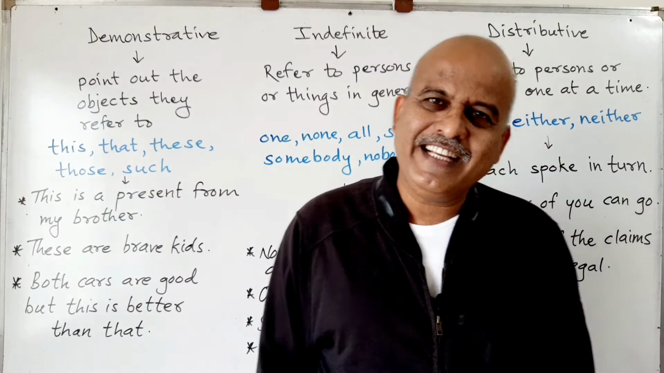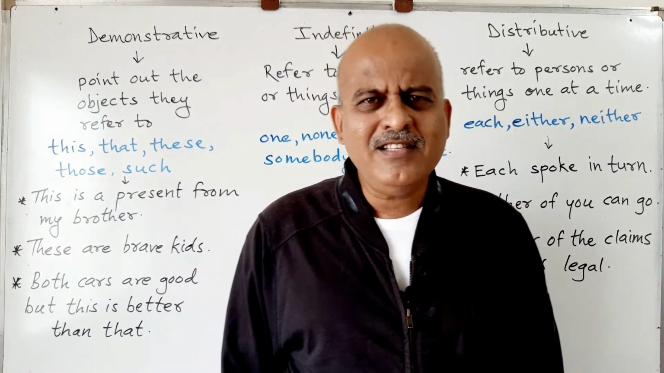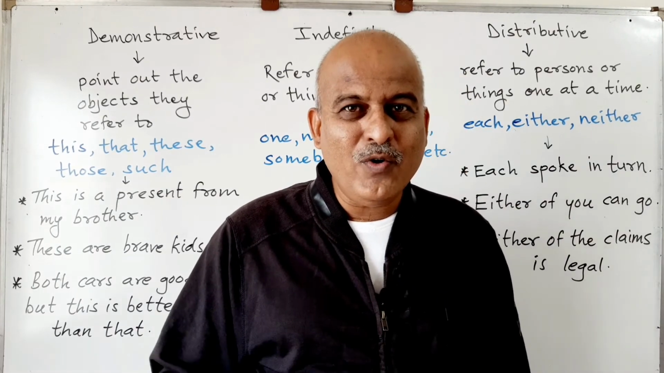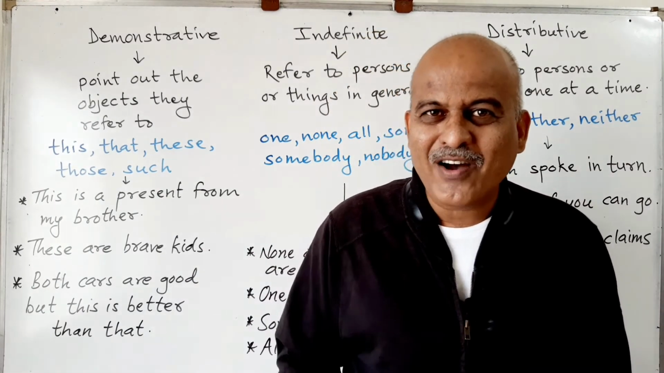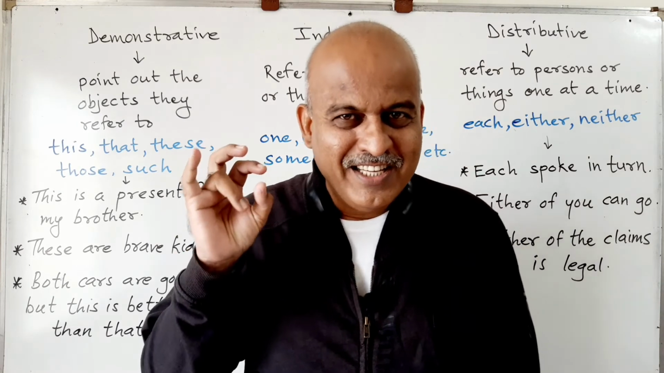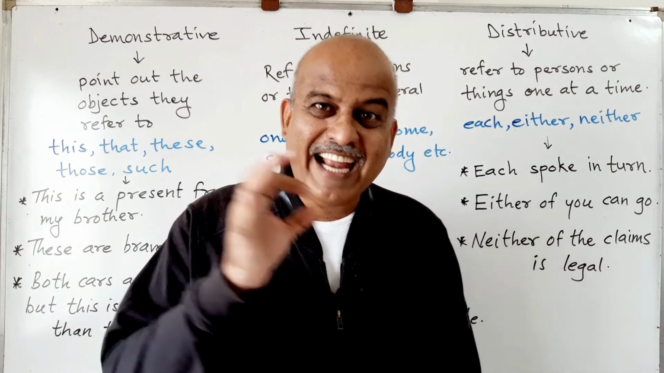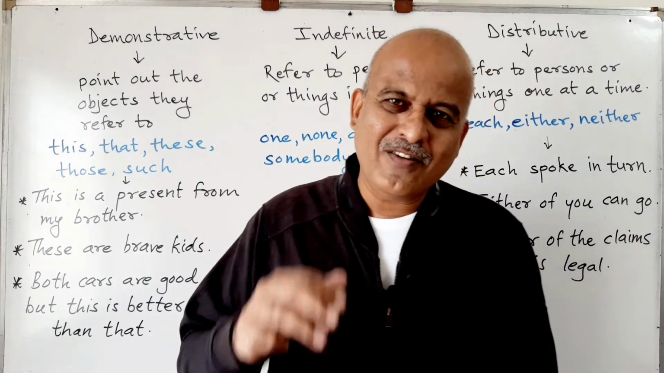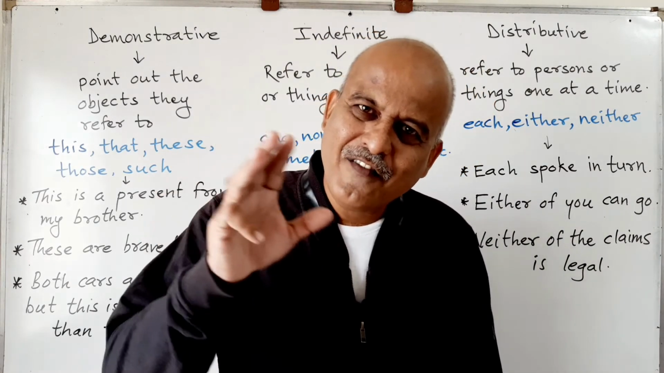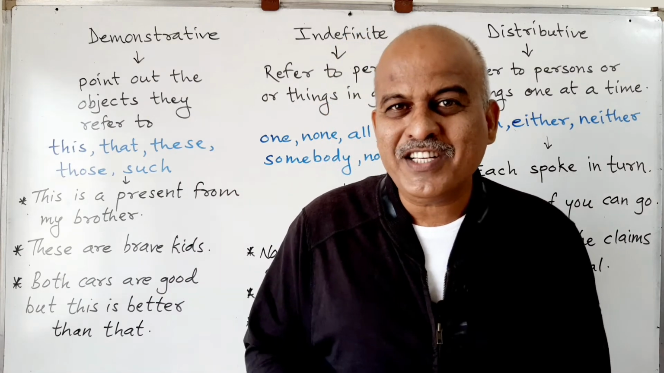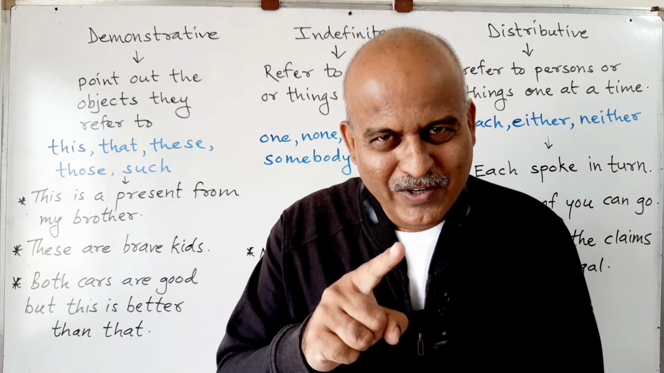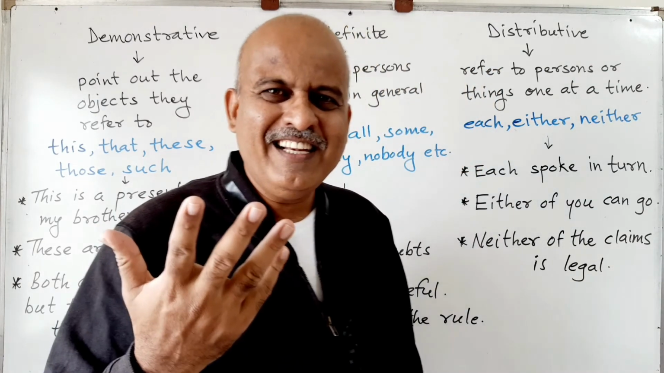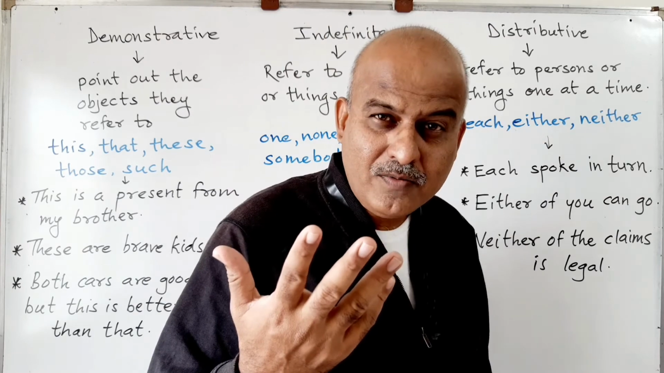Demonstrative, indefinite and distributive pronouns. These names seem familiar, no? Yeah, because in our previous video about adjectives, we have heard these names. Demonstrative, indefinite and distributive. These three names are used for nouns, for pronouns as well as for adjectives. How to differentiate between them? Watch the video carefully. I will explain just within a fraction of a second. Fraction of a second. It's difficult.